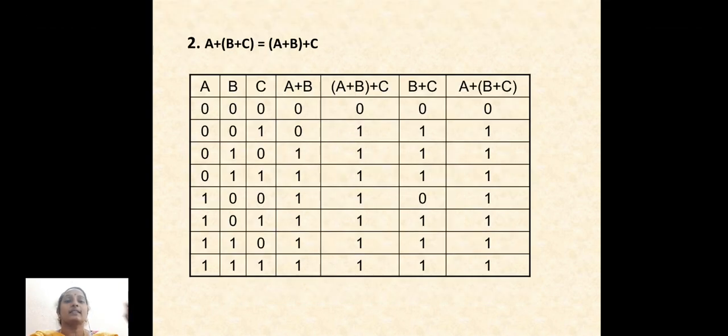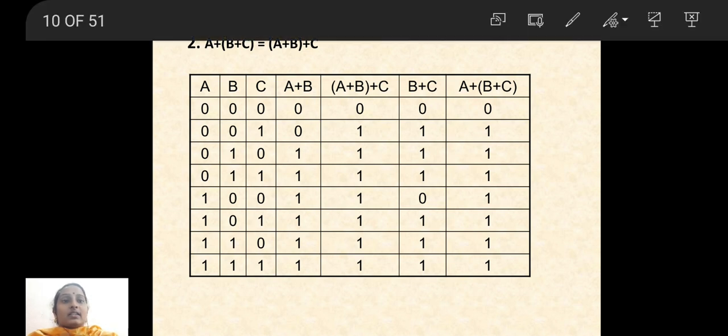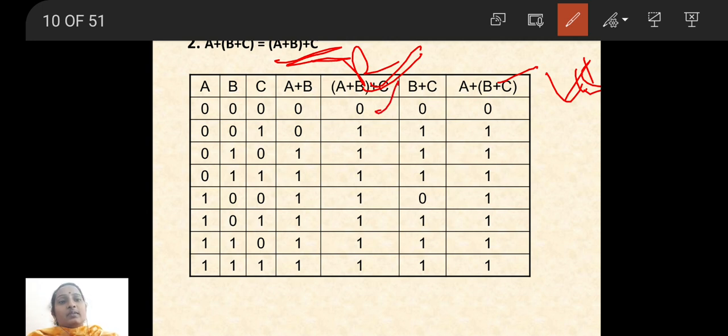So next is a plus b plus c is equal to a plus b plus c. So a, b, c, a plus b, a plus b plus c. See here, this term is the RHS term, and here it is the LHS term. So a plus b how much? 0. Plus c 0. So a plus b plus c is also 0. Same here also, b plus c how much? 0. 0 is added to a. Finally we are getting 0.